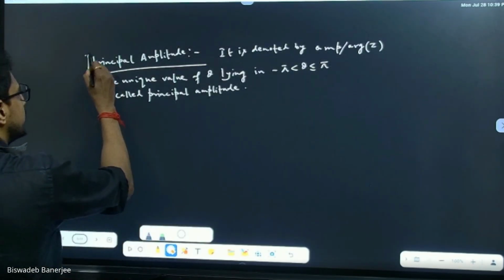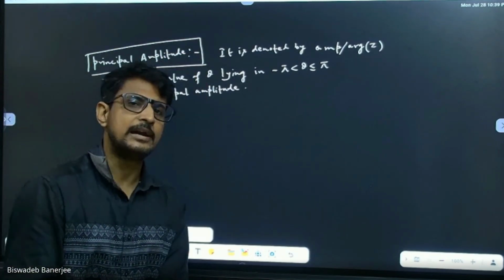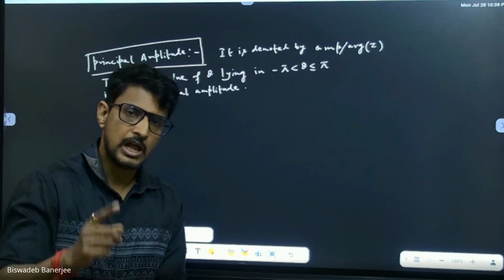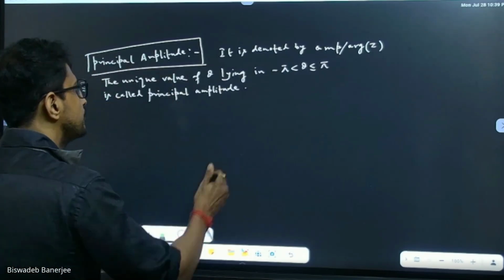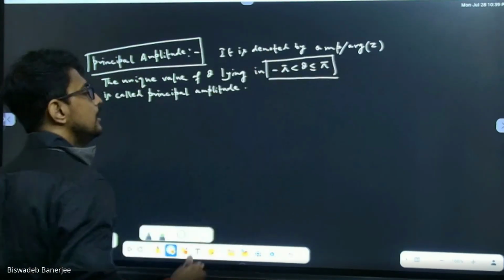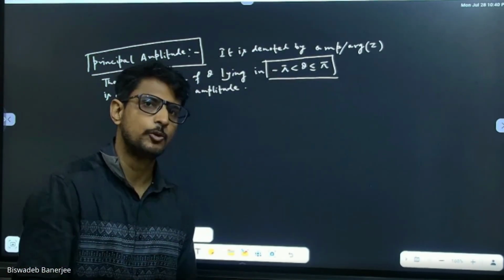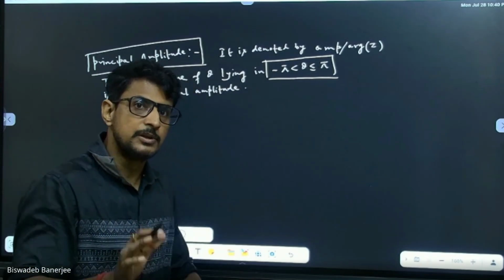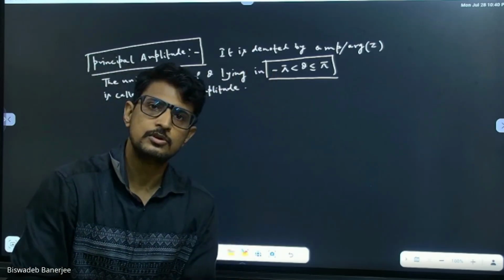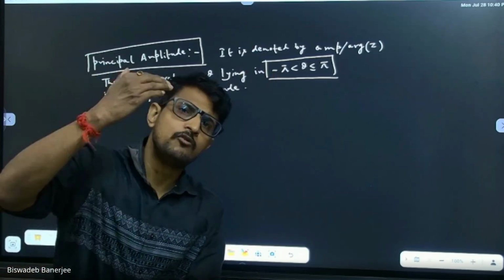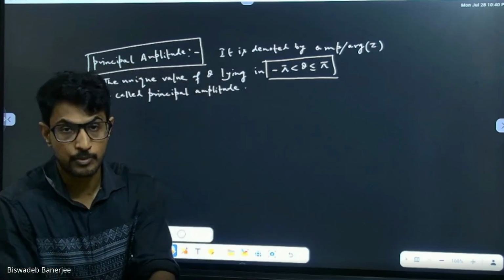Now coming to another part, principal amplitude. What is principal amplitude? As we have seen, there are so many values of amplitude, alpha plus 2n pi, they are in this form. If we need a unique value of theta that lies between minus pi and plus pi, that value of theta is said to be principal amplitude. And the main thing is, by amplitude, we always take principal amplitude. We shall always consider principal amplitude.